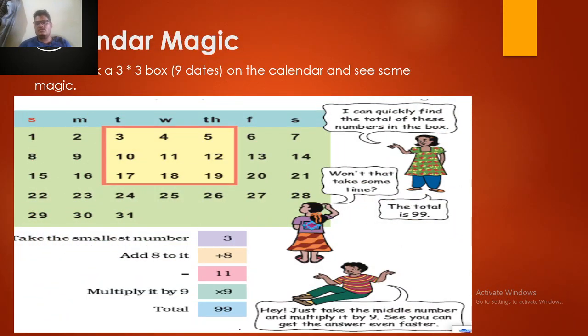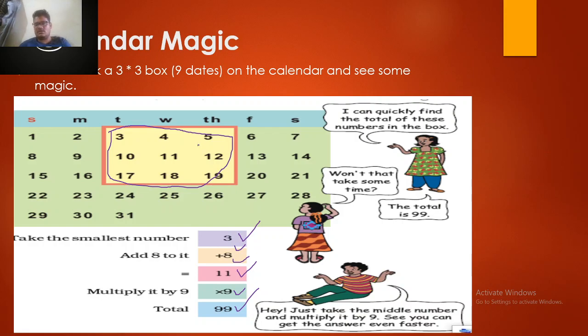Now next one is magic square. Now you can see here two girls. One girl is asking, can I quickly find the total of this box? You can see here one box is given, so how to find the answer quickly? So what you have to do, we have to take the smallest number. The smallest number in this box is 3 and you have to add 8 to it. When you add 3 plus 8 you will get 11, and the next step is you have to multiply by 9. So 11 nines are 99. So the total of this box will be 99. So in this way you can find the answer quickly.